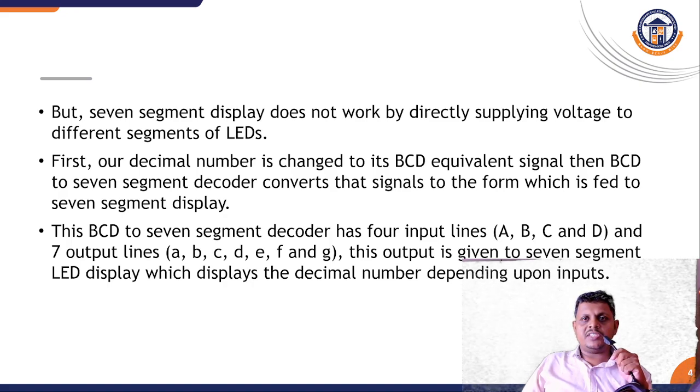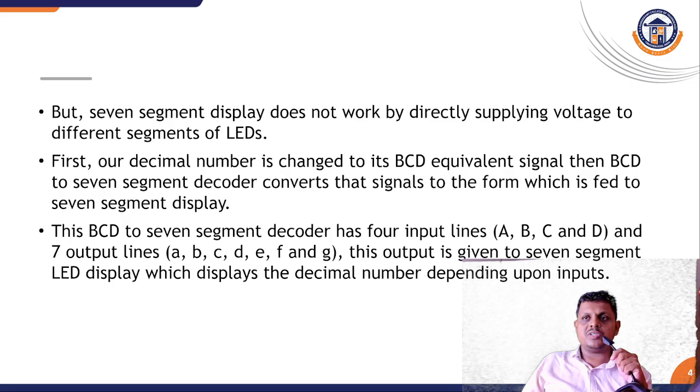This BCD to 7 segment decoder has 4 input lines, A, B, C, D, and 7 output lines. So we are using 4 input lines and getting 7 output lines. What do the 7 outputs mean? We assume the display segments as A, B, C, D, E, F and G. Based on switching on A and B and so on, the 7 segment display operations can be performed. This output is given to the 7 segment LED display, which displays the decimal number depending upon its input.